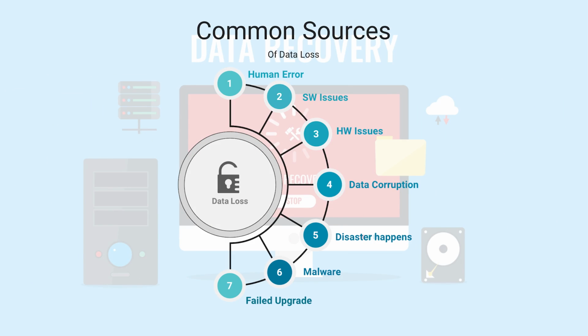So let's explore the common sources of data loss. We found 7 different sources of data loss. The first one is human error. In some cases, someone can accidentally delete important files. That could happen, and they are permanently deleted by that mistake. So how are we going to recover that?